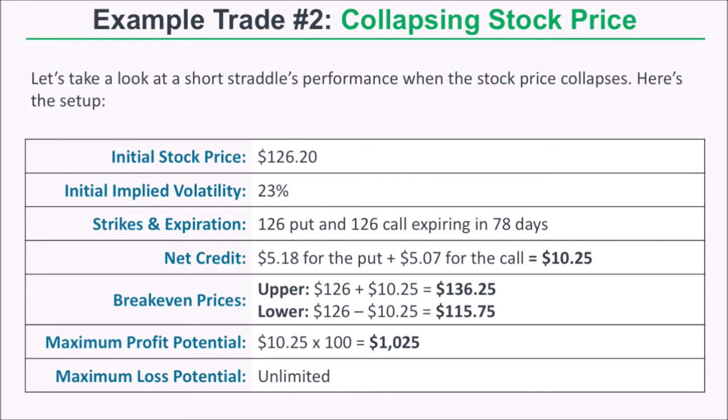Now our break-even prices for this trade are going to be 115.75 on the downside and 136.25 on the upside. So the maximum profit potential is, of course, the credit of $10.25 times 100, which comes out to $1,025. And as always, the maximum loss potential is theoretically unlimited.